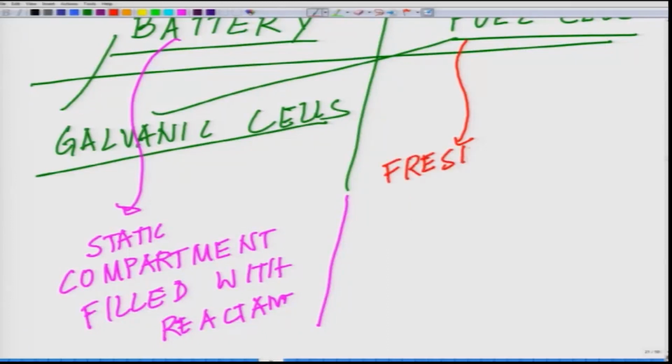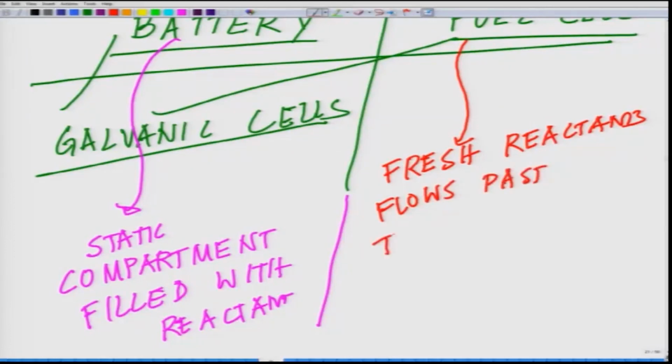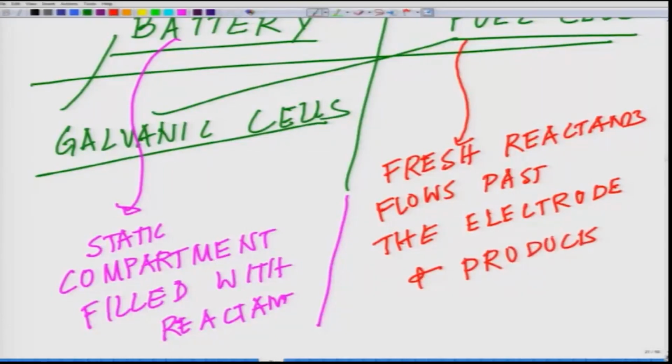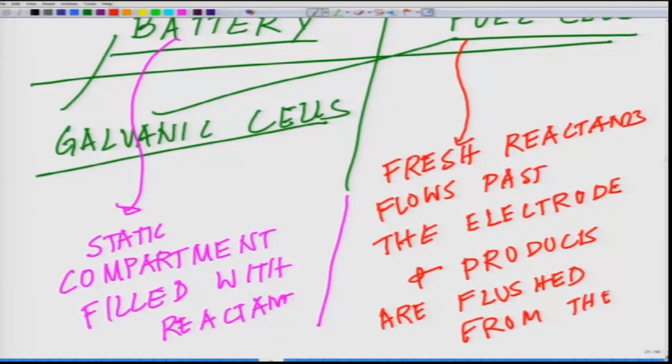So, you are continuously supplying fresh reactants that flow past the electrode, and products are continuously flushed from the cell. So, keep this in mind, these are two very important applications.